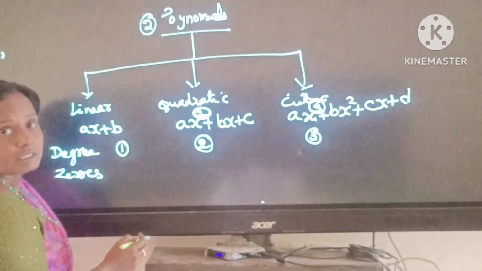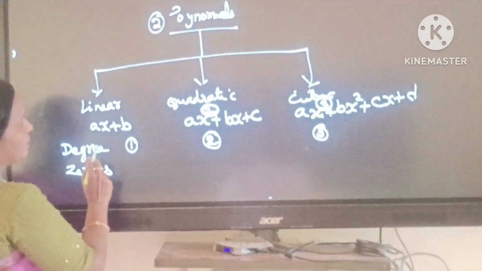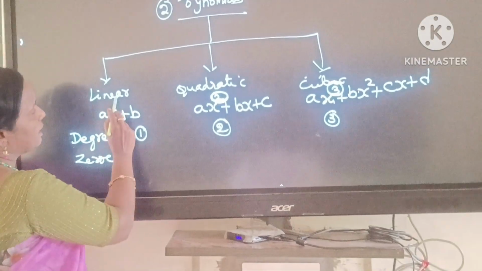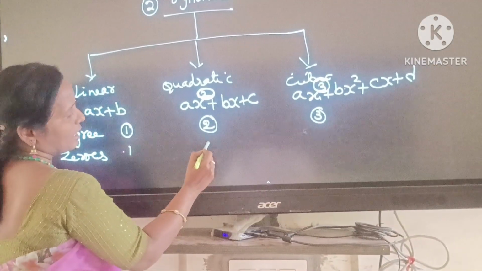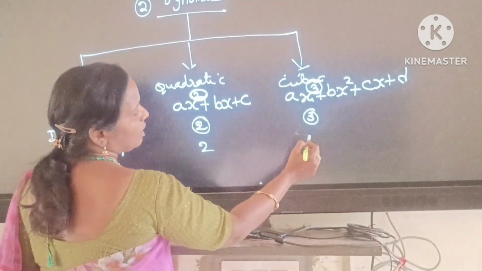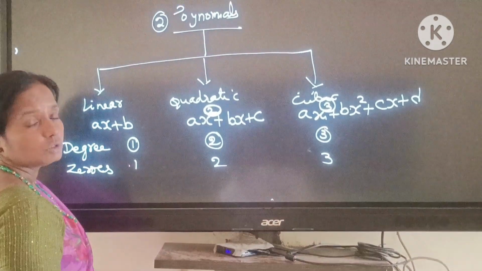The number of zeros equals the degree. So if the degree is 1, a linear polynomial has 1 zero, a quadratic polynomial has 2 zeros, a cubic polynomial has 3 zeros.